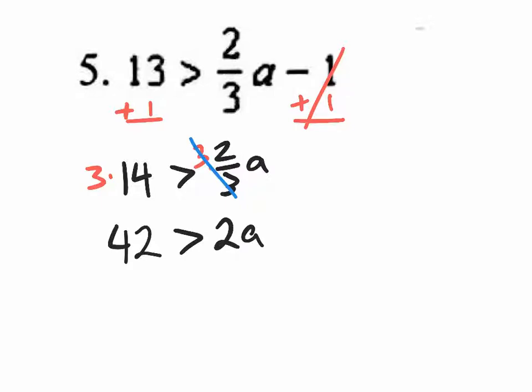Okay, so now we need to get rid of the 2 right in front of the A. So let's divide by 2. Divide by 2. We have A. Doesn't change because we didn't divide by a negative. 21. Now, guys, this is the correct answer.